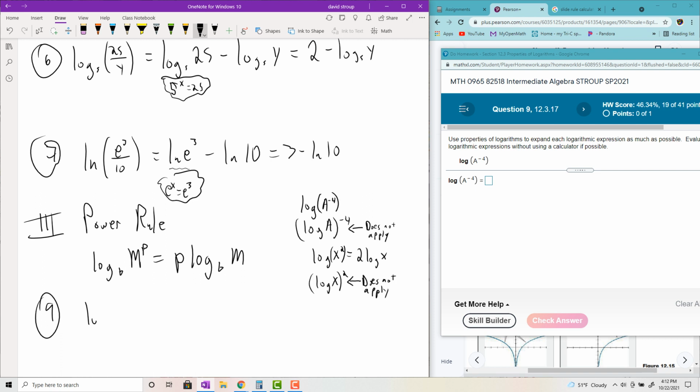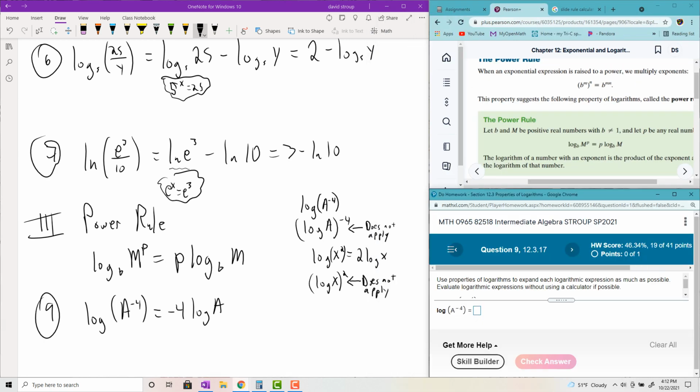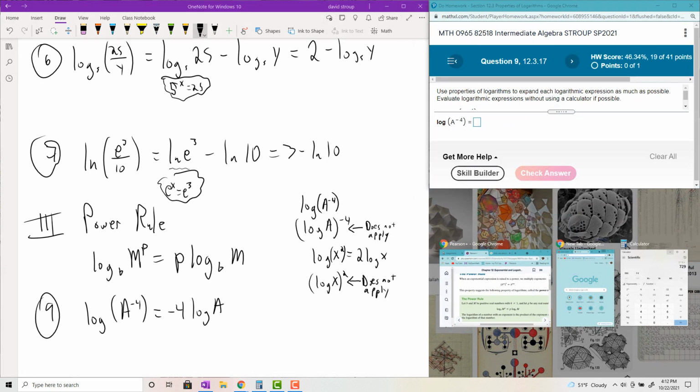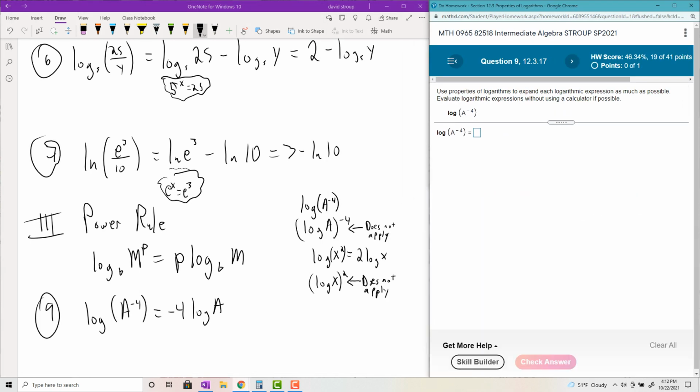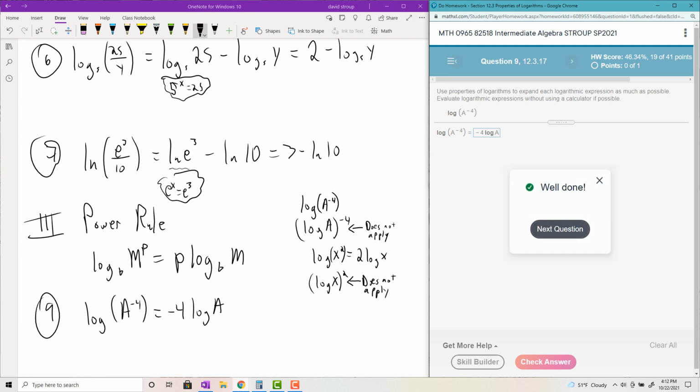So let's look at this log problem. They're giving us a to the negative 4. So I can bring the negative 4 in front of the log: negative 4 log a. Make sure you use a capital A, so it doesn't get really nasty.